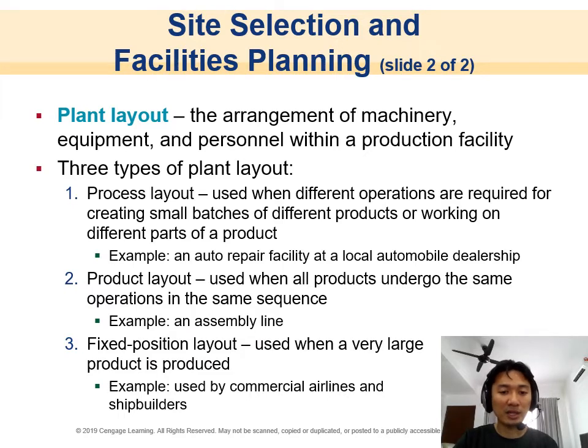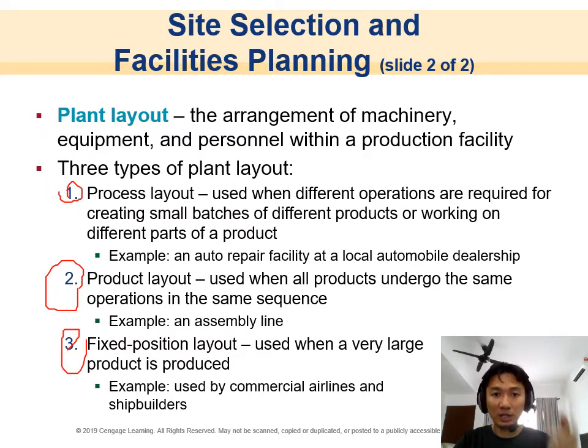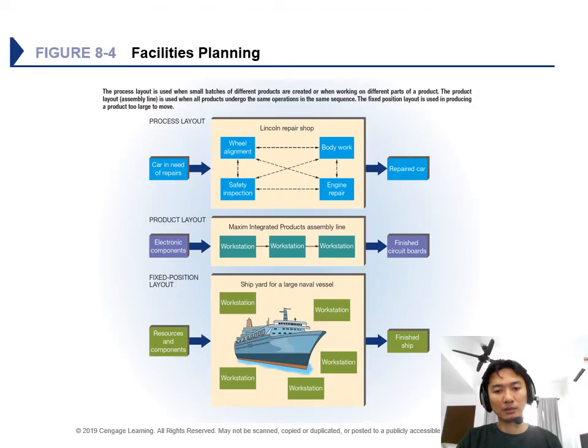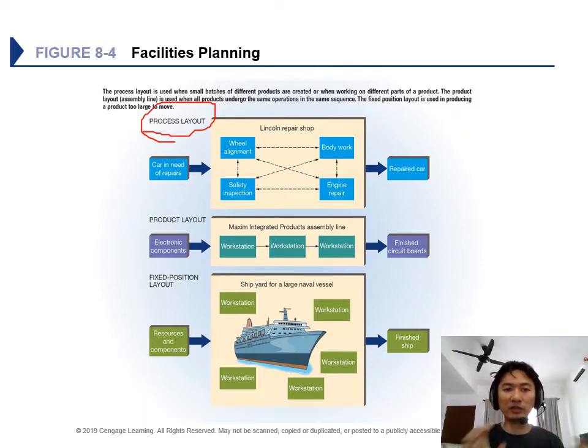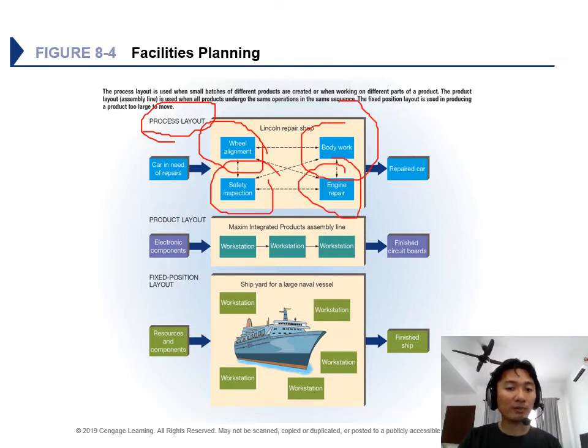The first one is process layout. Number 2, product layout. Number 3, fixed position layout. Only 3. Let's take a look at each of these with an example. You can see the first one here is process layout. The process layout is used when different operations are required to create small batches of different products, or maybe working on different parts of a product. So the plant is arranged so that each operation is performed in its own particular area. They still work together, but they can perform their own work in their own particular area.